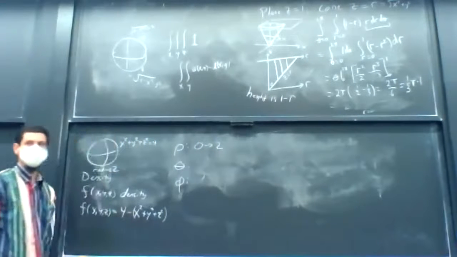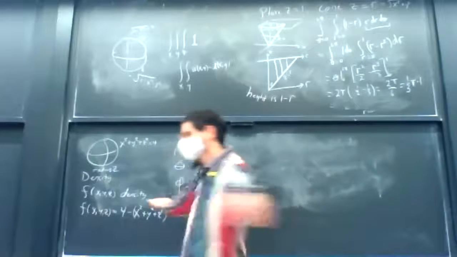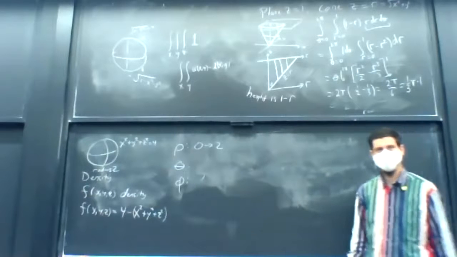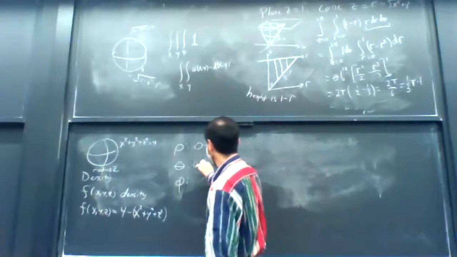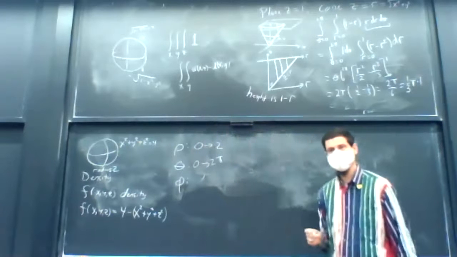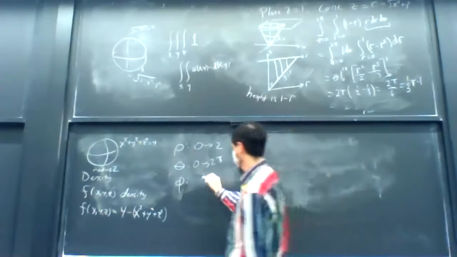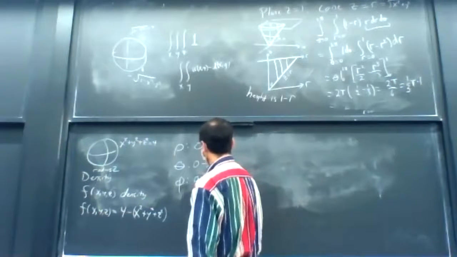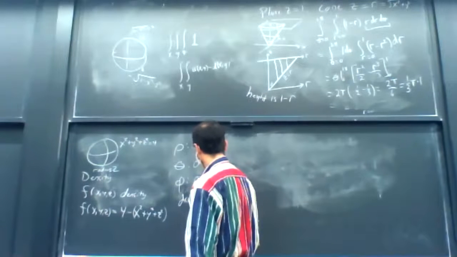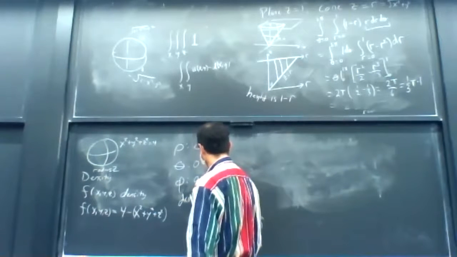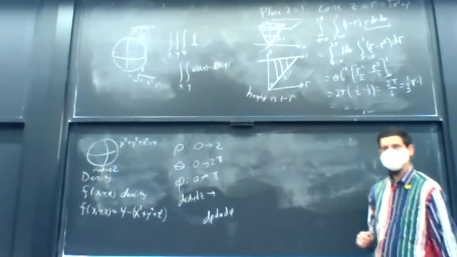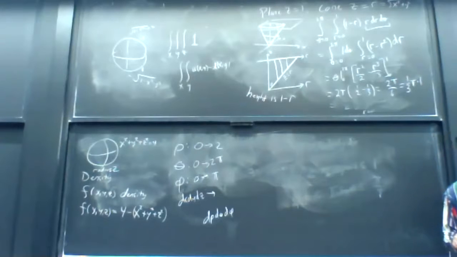What's the range for theta? Theta is my spinning the xy plane. What's my range for theta? 0 to pi. And what's my range for phi? 0. And then dx, dy, dz becomes something d rho, d theta, d phi. What is the volume element in spherical coordinates?